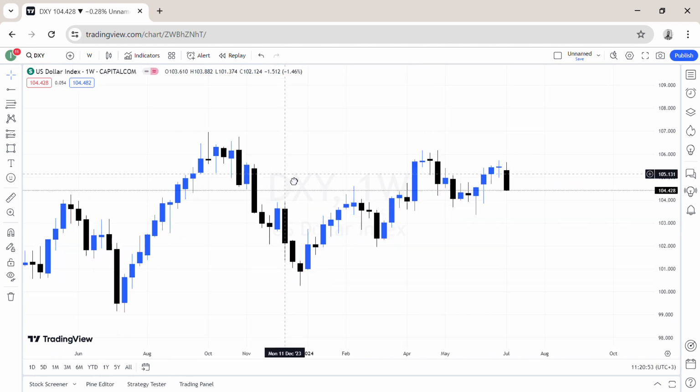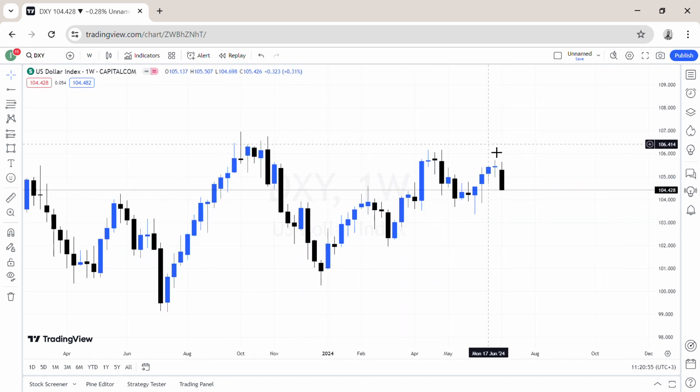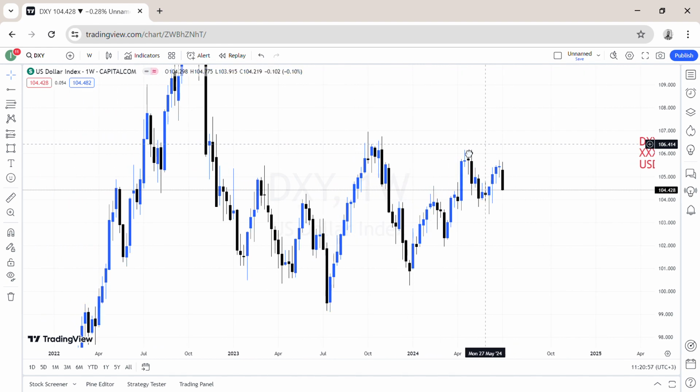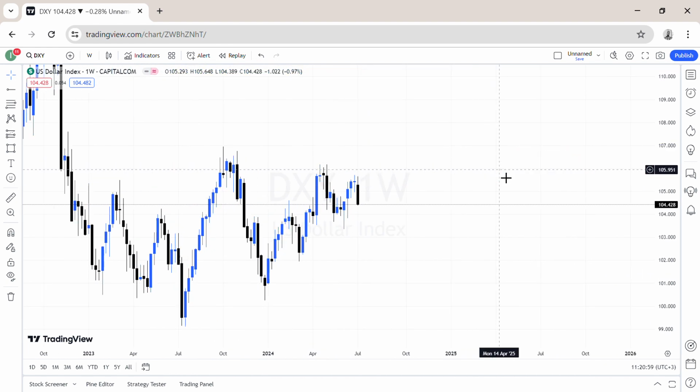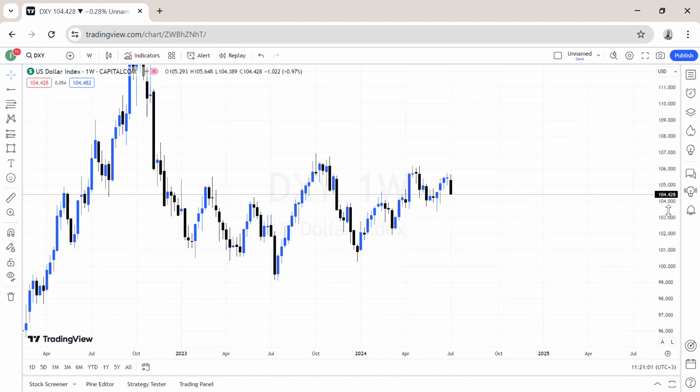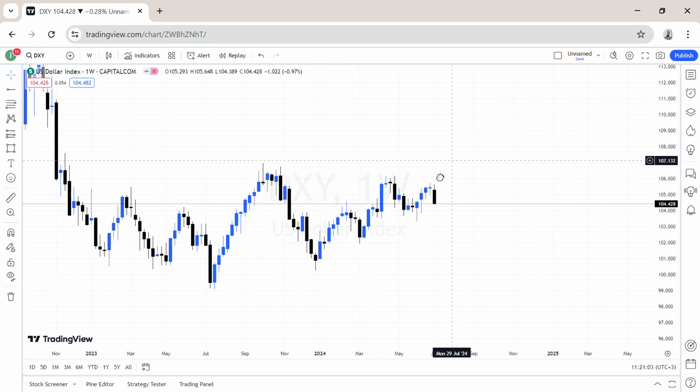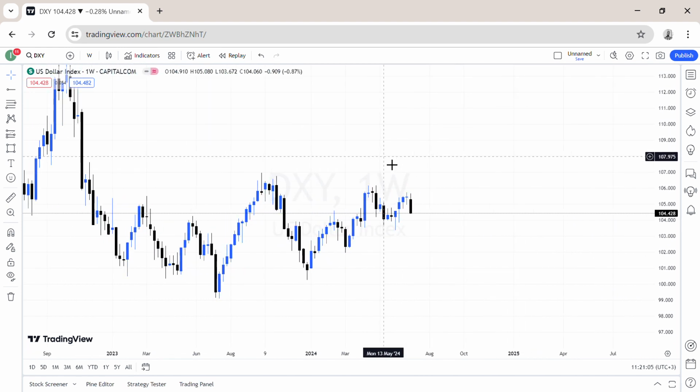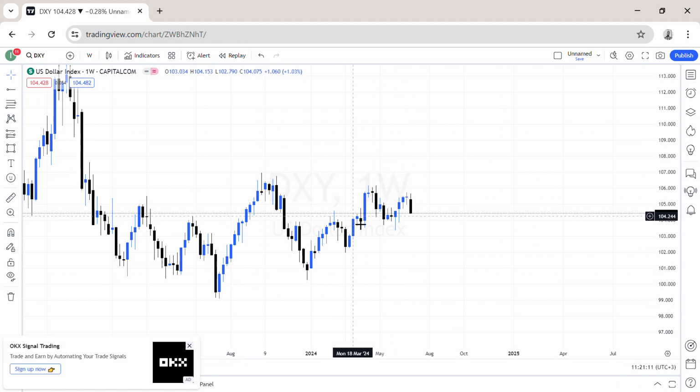So this is DXY on weekly, okay? Without wasting time, let's just look at how it went last week, and maybe predict what might happen next week, right?